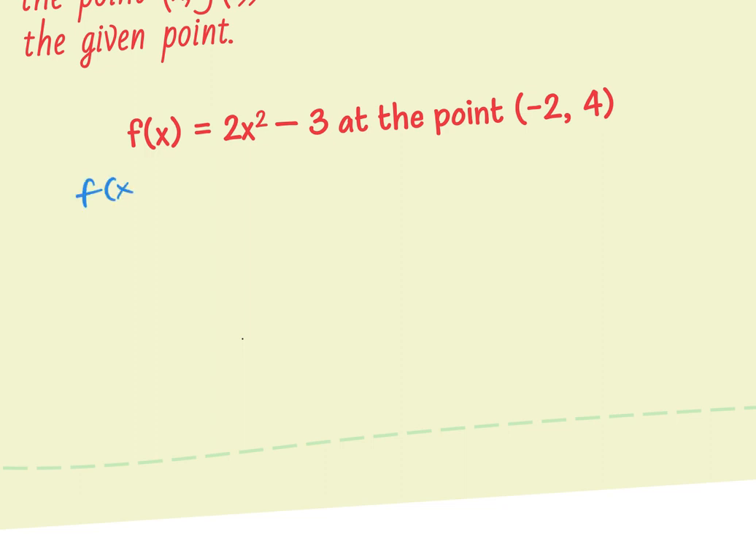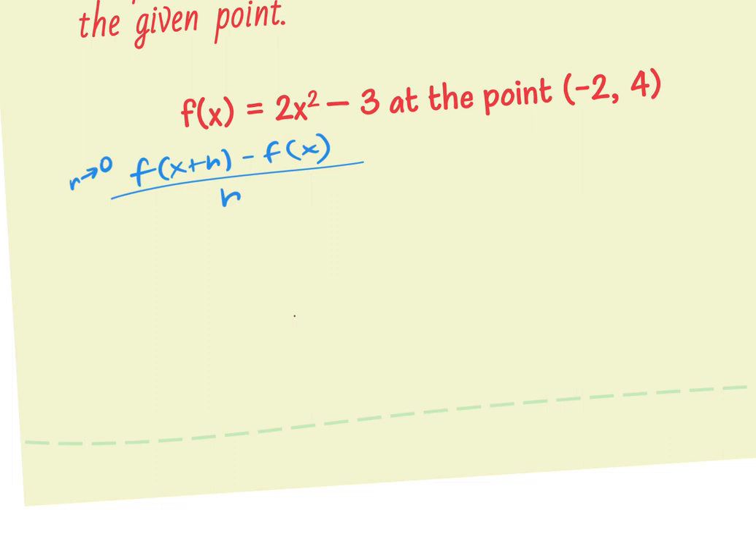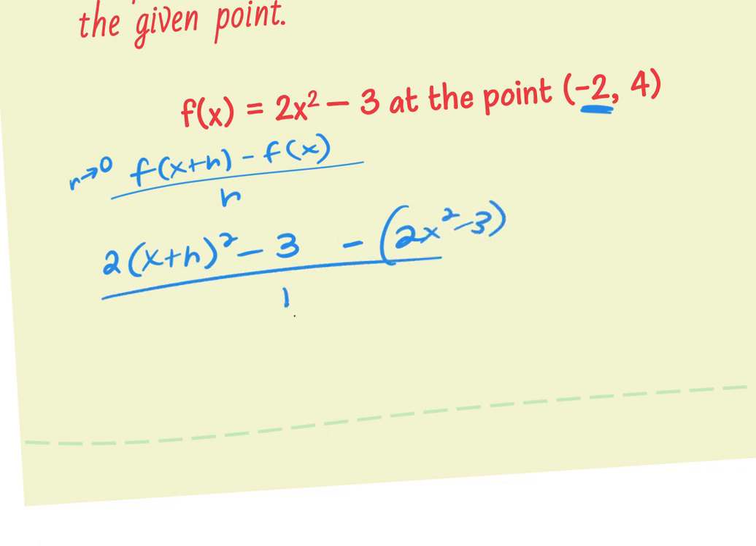So for the first one, it's f of x plus h minus f of x all over h. And then we do the limit as h goes to 0, so we plug 0 in, and then we plug in the -2 of the coordinate point. So 2 times (x plus h) squared minus 3 minus my original 2x squared minus 3 goes all over h.